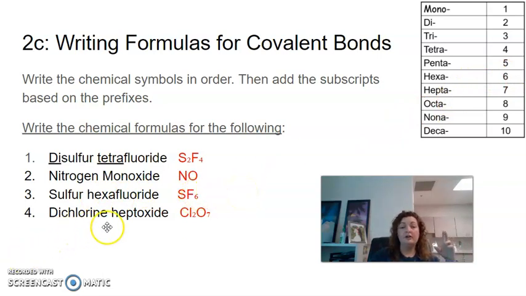Number 4, dichlorine heptaoxide. So what we're going to do there is find our chlorine. So Cl, it's di, which means there's 2, di for 2. And then oxide is oxygen. So O for oxygen, and hepta is going to be 7, okay? So we're going to go ahead and write that 7. And that's all there is to it, guys. Let me know if you have any questions.